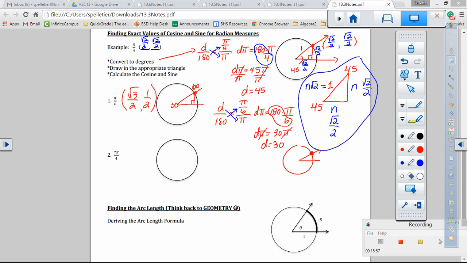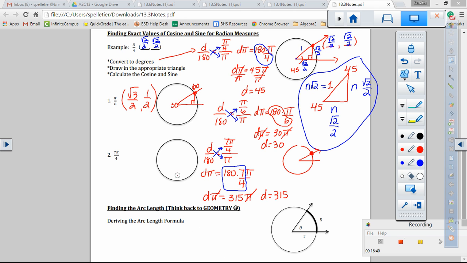All right, number 2, same idea. d over 180 equals 7 pi over 4 over pi. Cross multiply, top to bottom, bottom to top. d pi equals 180 times 7 pi over 4. Again, you're doing all of this numerical portion, and you're leaving pi hanging out by itself. d pi equals 315 pi, and when you divide by pi, they cancel, so the degree measure is 315 degrees.